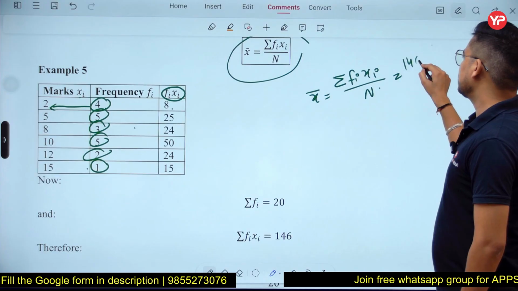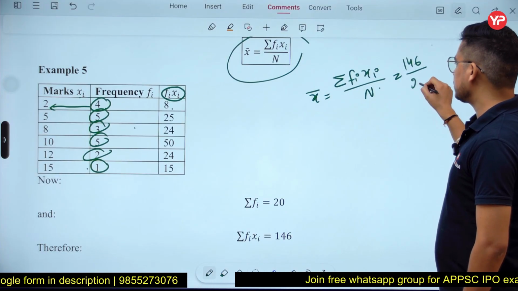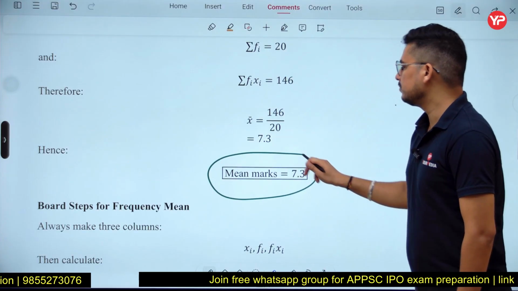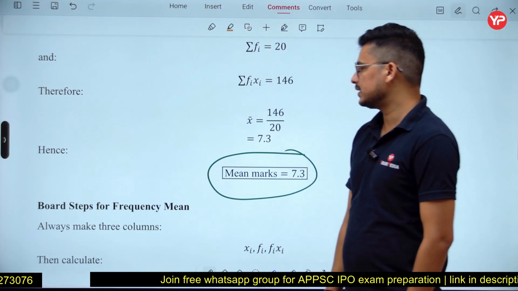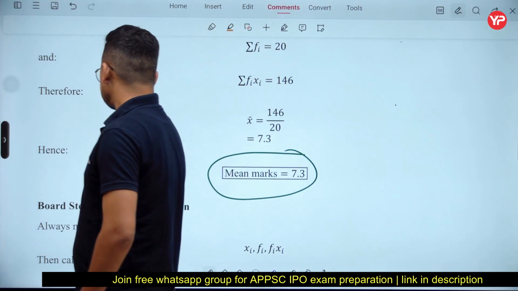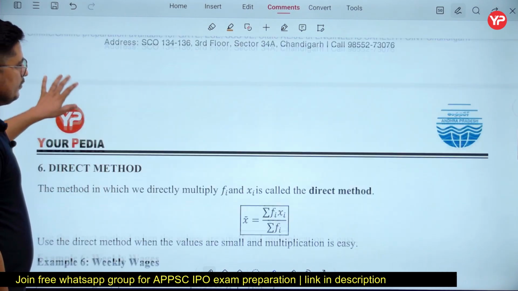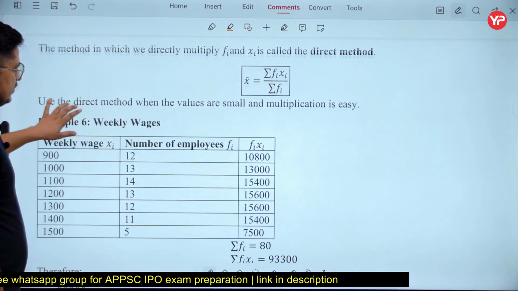So 146 is the sum and the number of observations is 20. So when you solve it, you will get that the mean marks obtained by the students is 7.3, right? So this is the way how you can find the mean.